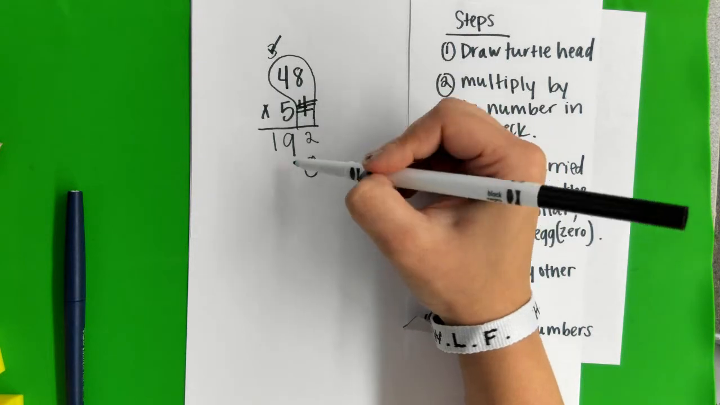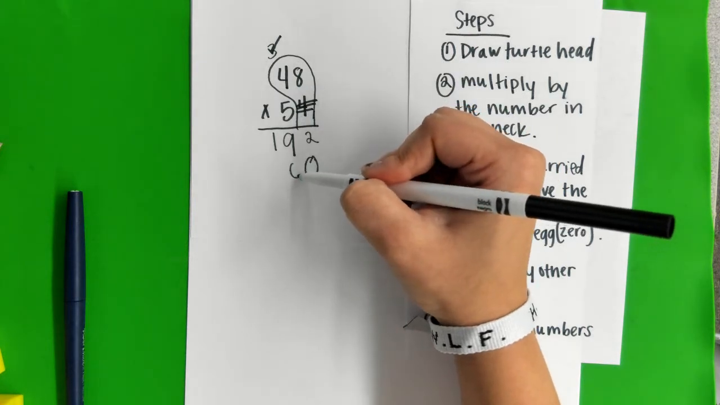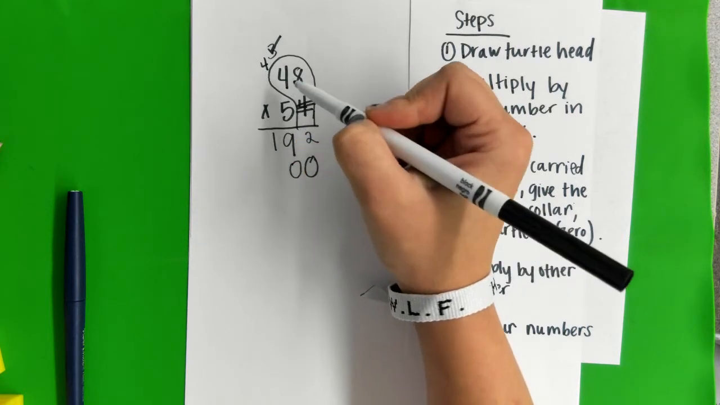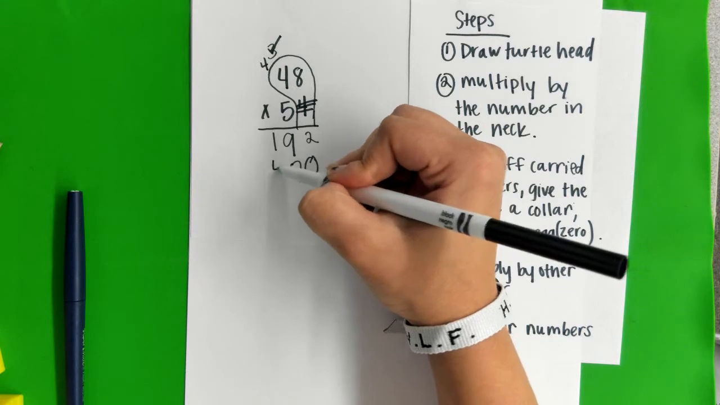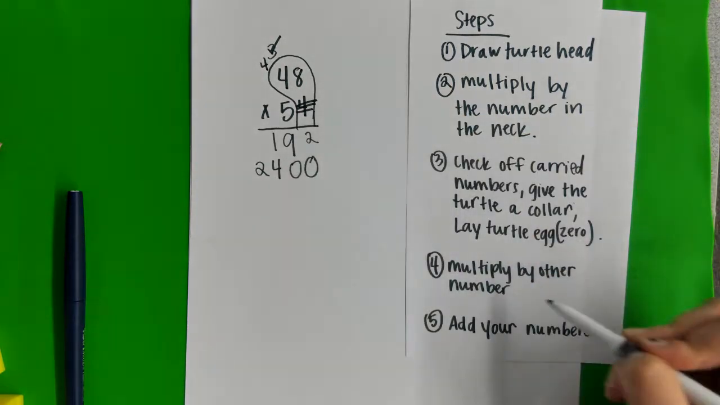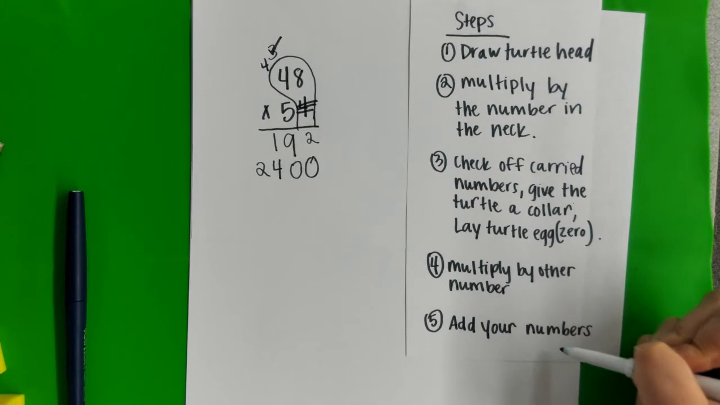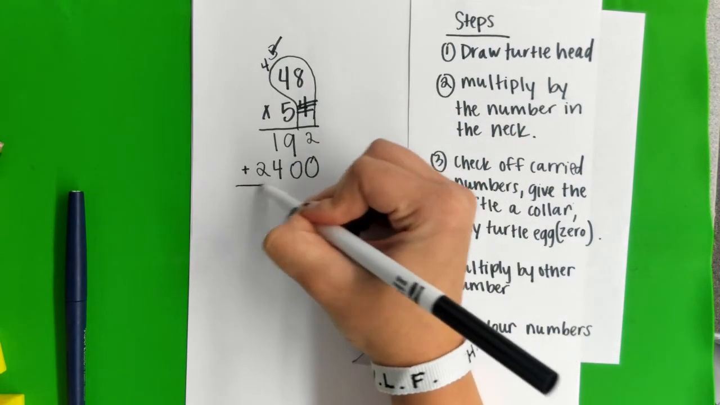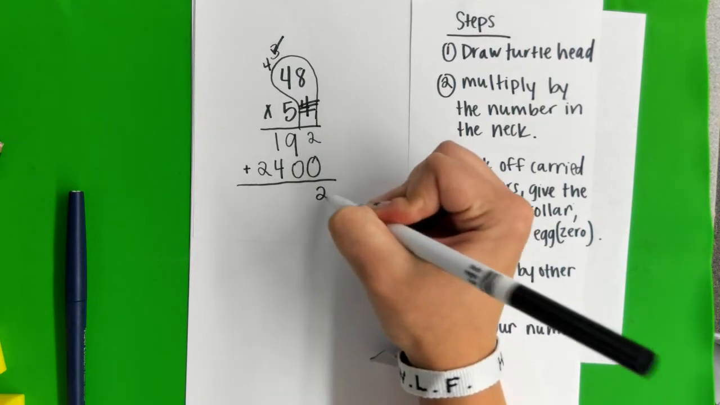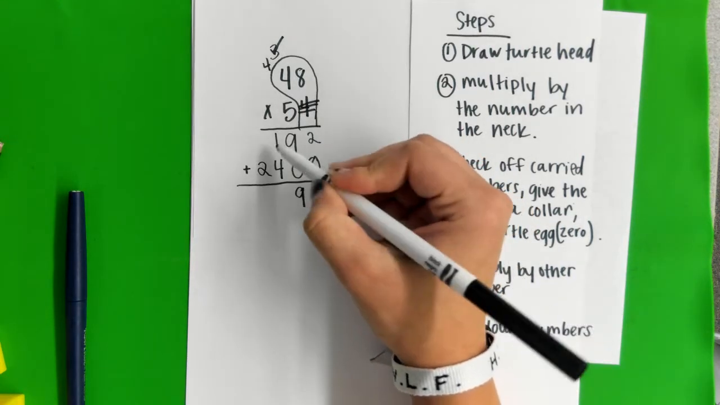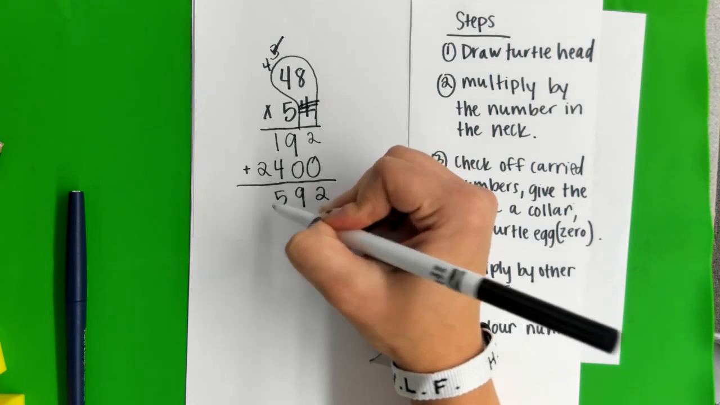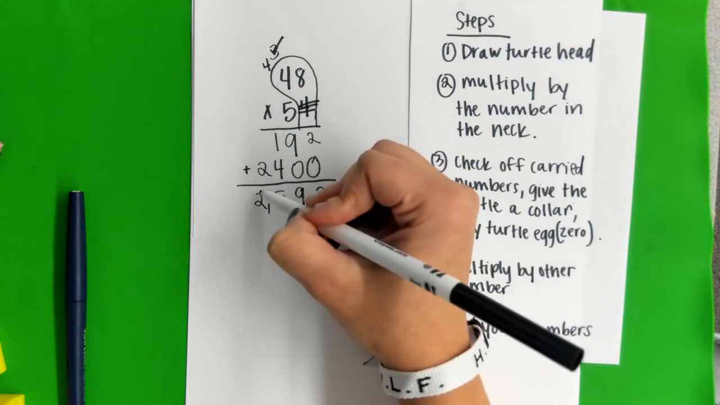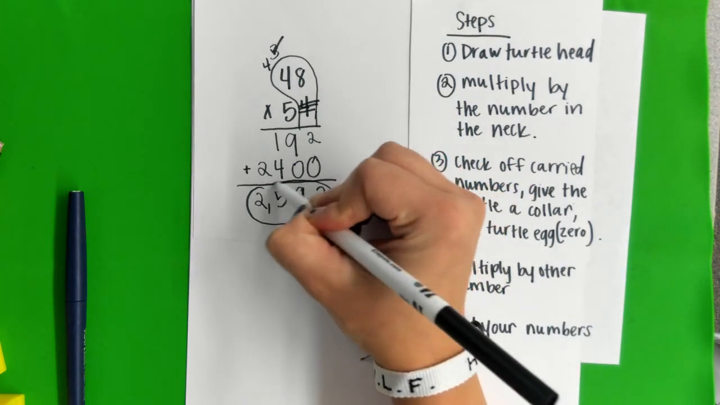8 times 5 is 40. Carry our 4. 4 times 5 is 20, plus 4 more is 24. Multiply by our other numbers, so now we have to add our numbers. 2 plus 0 is 2, 9 plus 0 is 9, 1 plus 4 is 5, and 0 plus 2 is 2. So 48 times 54 is 2,592.